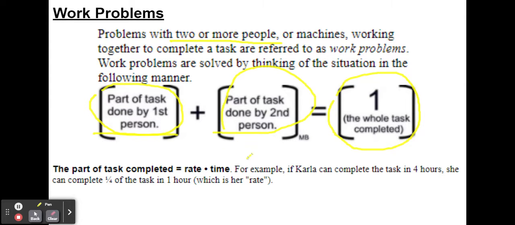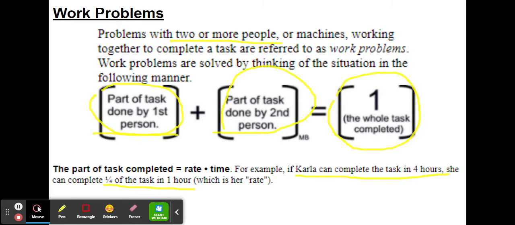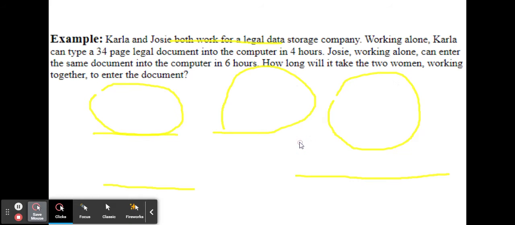In the example we have, Carla can complete a task in 4 hours, so she would have completed 1/4 of the task in 1 hour. So her rate is basically a quarter of the task per hour. And if you have more than 1 hour, you would have a quarter of the task times however many hours Carla is working. So continuing onwards, we can continue into our next slide here.